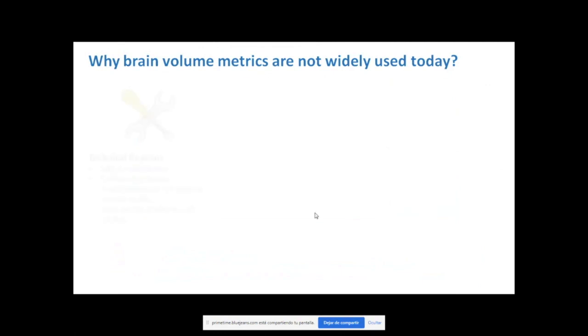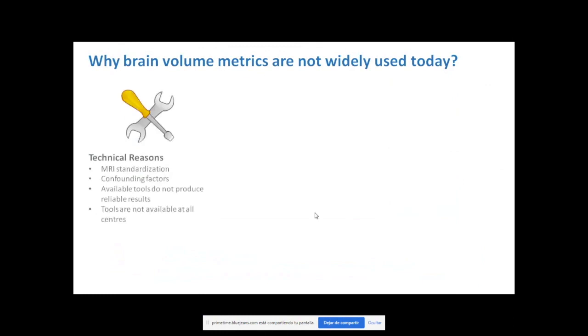And I think that there are several reasons. First, are technical reasons. It's clear that if we want to apply the different tools that are available, we need a high quality MRI with a standardized protocol. This is really mandatory. We have to also keep in mind that there are several confounding factors that have an impact on the measures that we obtain with these tools.